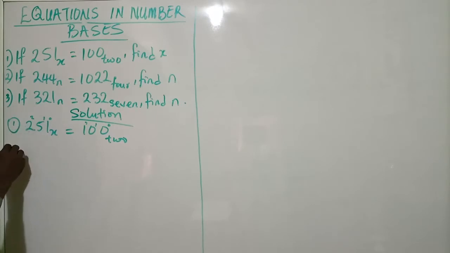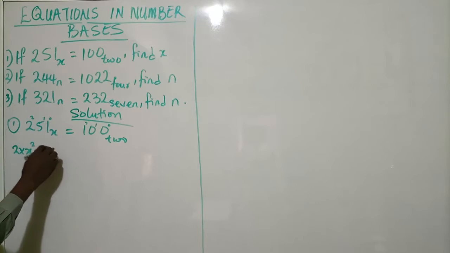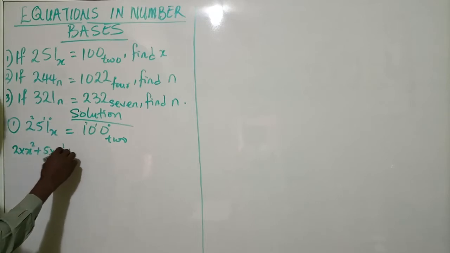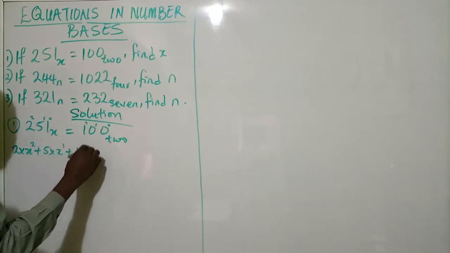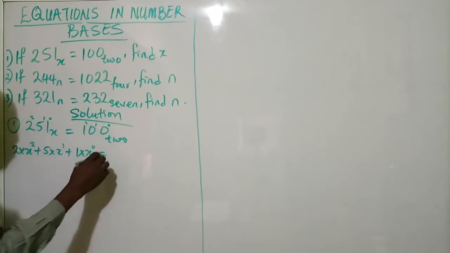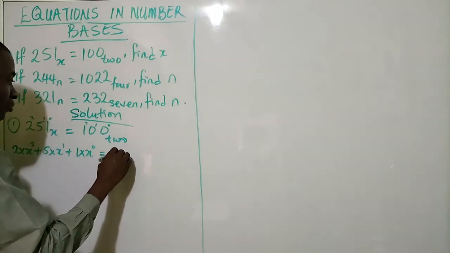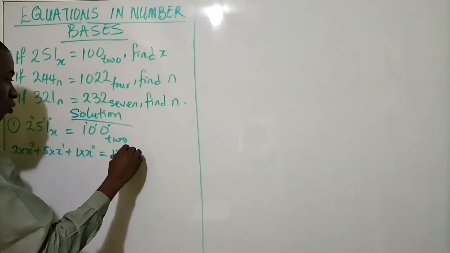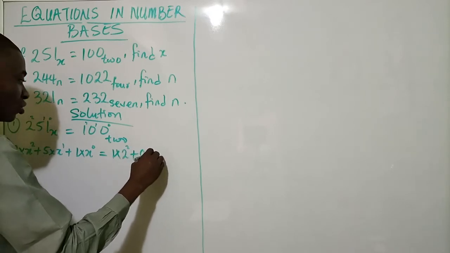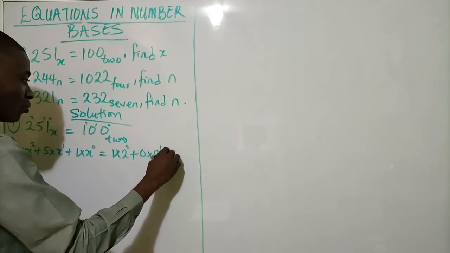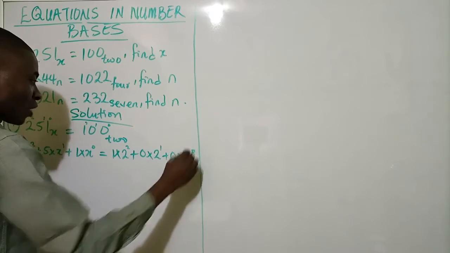Taking the first one, this is 2 times x raised to the power of 2, plus 5 times x raised to the power of 1, plus 1 times x raised to the power of 0, equals 1 times 2 raised to the power of 2, plus 0 times 2 raised to the power of 1, plus 0 times 2 raised to the power of 0.